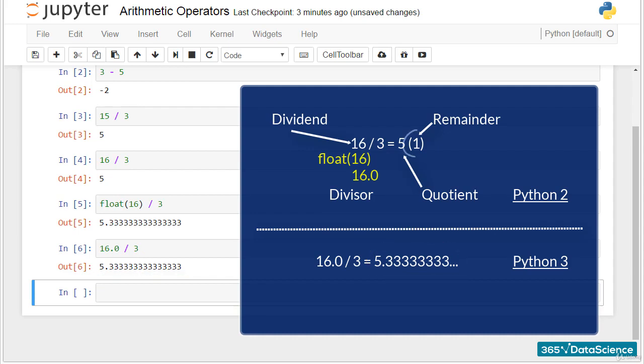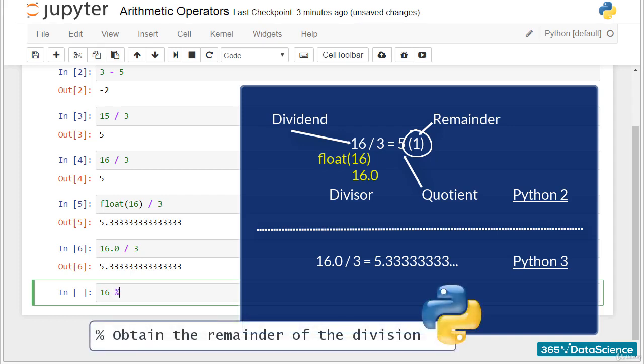Now, let's obtain the remainder of the division of 16 by 3. How can we make Python produce 1 as an output in this cell? The operator that can help us is the percentage sign. I'll type 16 percentage sign 3, and when I execute the command, I will obtain the remainder. The answer we received is 1. Good.